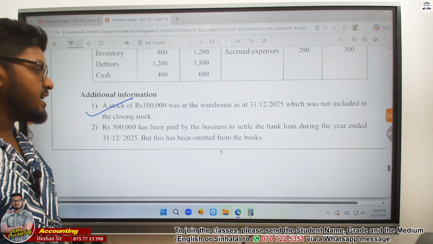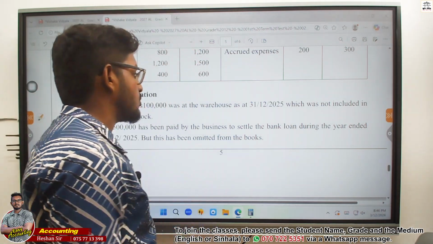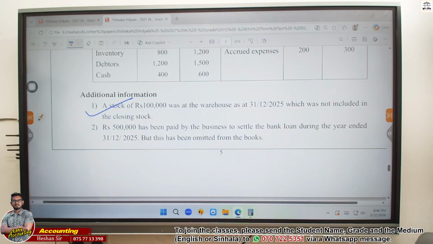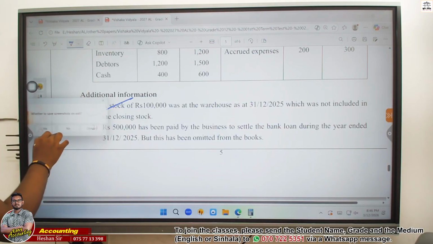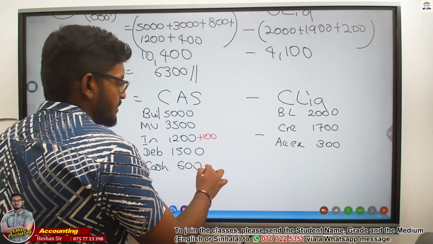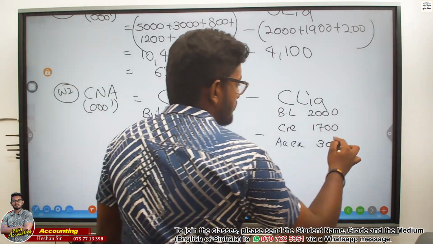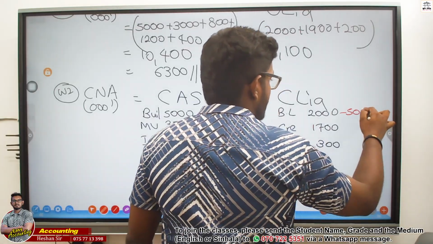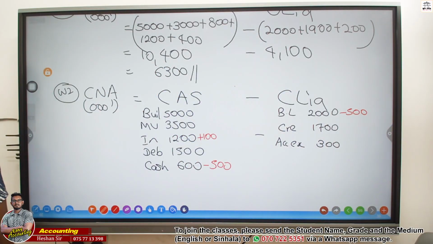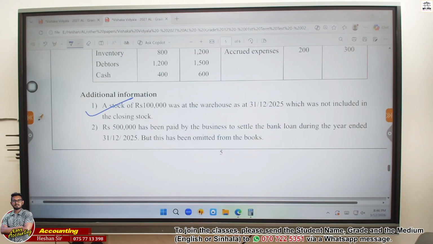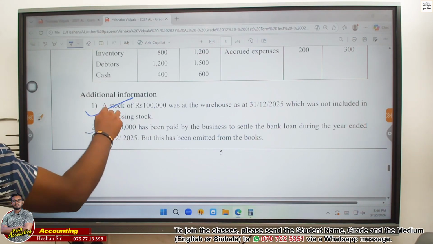500 has been paid by the business to settle the bank loan during the year, but this has been omitted. We have paid 500, so cash should be decreased by 500. The bank loan also should be decreased by 500, both not recorded. Send me a thumbs up, guys. Hope it's clear to you. We need to deduct it. Second one done.